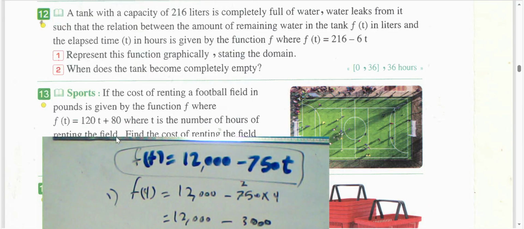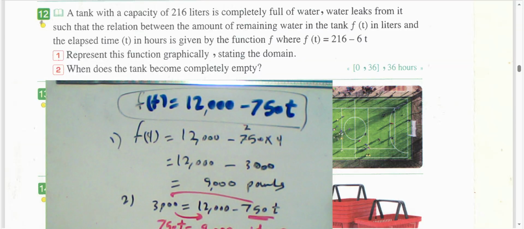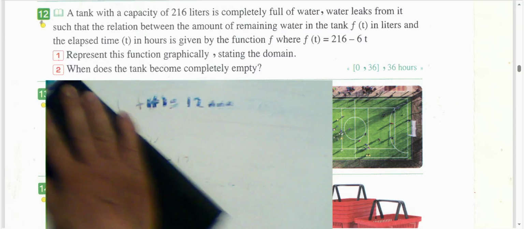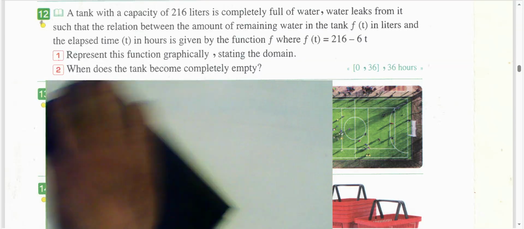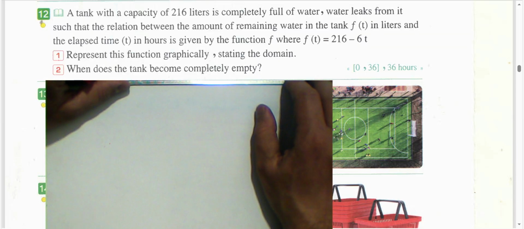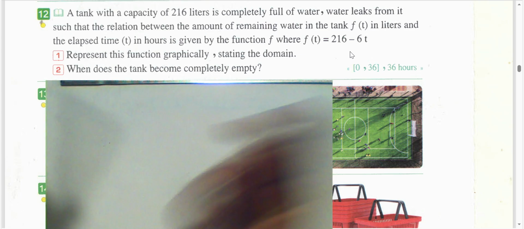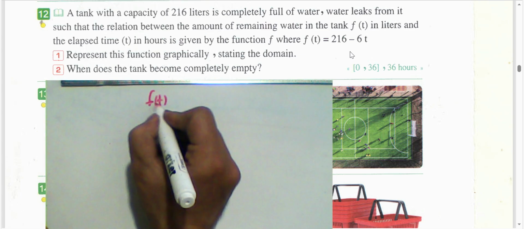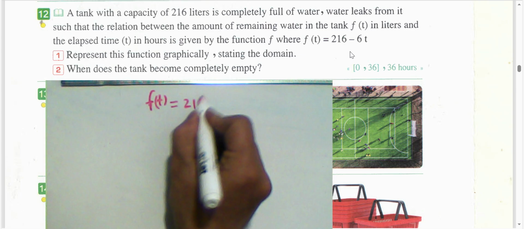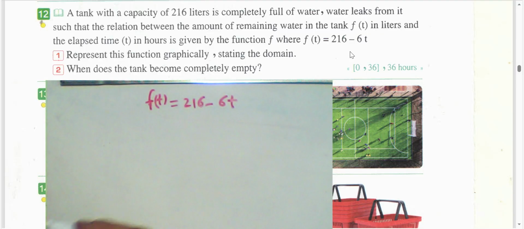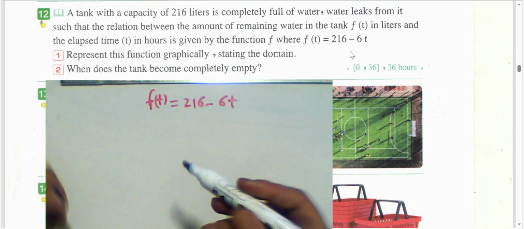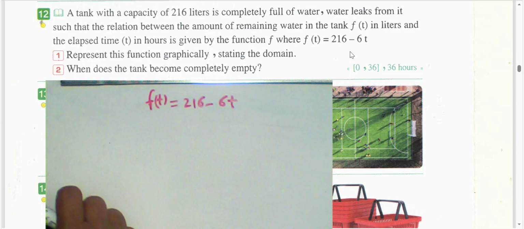A tank with capacity of 260 liters is completely full of water. Water leaks from it such that the relation between the amount of remaining water in the tank, in liters, and elapsed time t in hours is the function f of t equal to 216 subtract by 6t. Represent the function graphically, and then when does the tank become completely empty? If we write f of t equal 0.